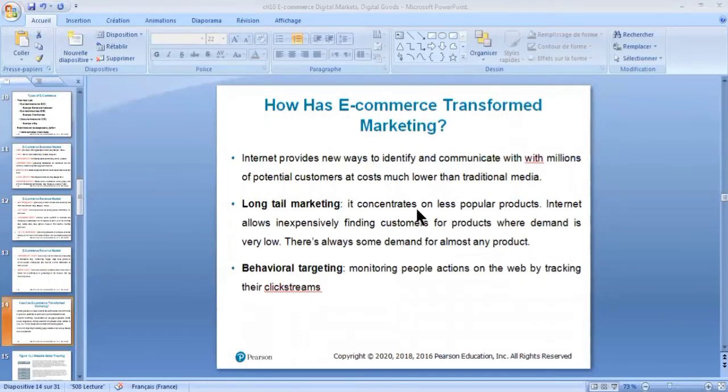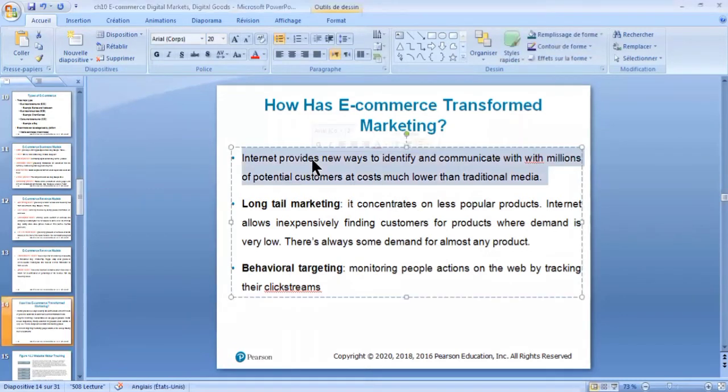How has e-commerce transformed marketing? اوكي. باش نحكيو هوني على الاي-كوميرس ماركتينج، كيفاش الاي-كوميرس غير في الماركتينج بصفة عامة. اوكي. فالانترنت have really changed the marketing role.